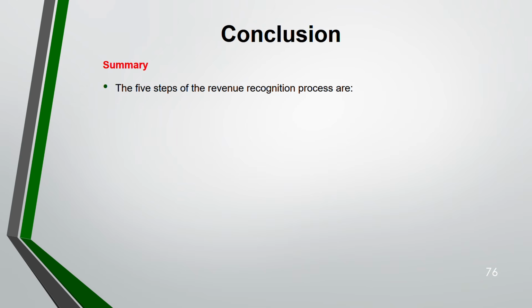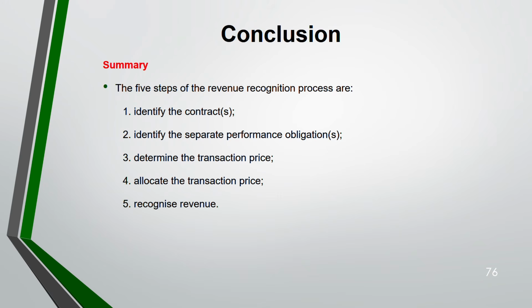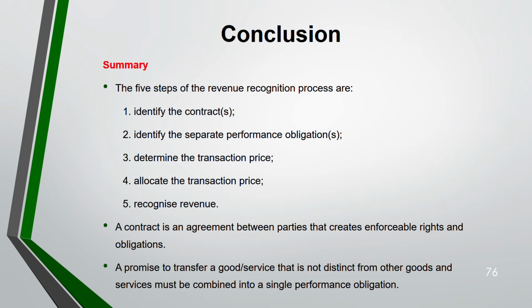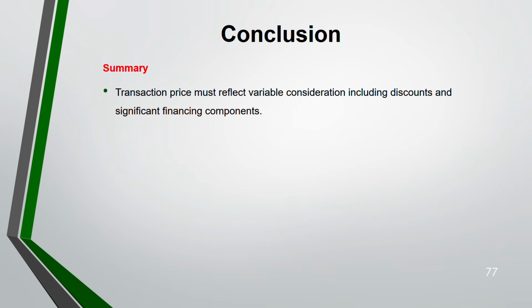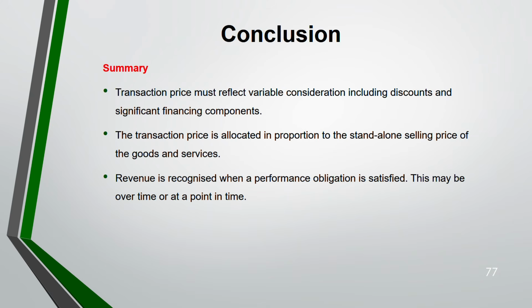There are 5 steps to revenue recognition: identify the contract, separate performance obligations, transaction price, allocating the price, recognizing revenue. Next, a contract is an agreement between parties that creates enforceable rights and obligations. A promise to transfer goods and services that is not distinct from other goods and services must be combined into a single performance obligation. Next, the transaction price has to reflect variable consideration like discounts and significant financing components. The transaction price is allocated in proportion to the stand-alone selling price of goods and services. Revenue is recognized when a performance obligation is satisfied. This can be satisfied over time or at a point in time.